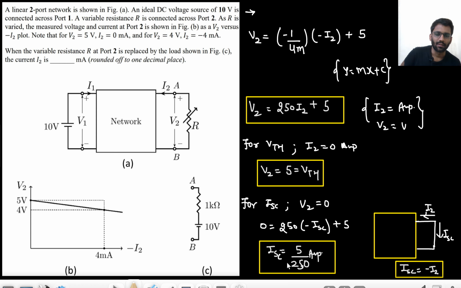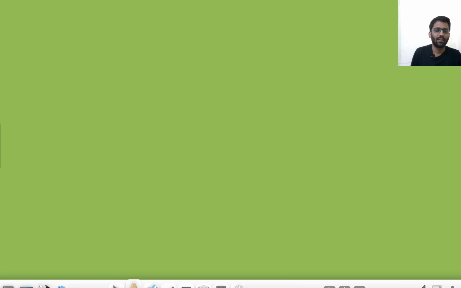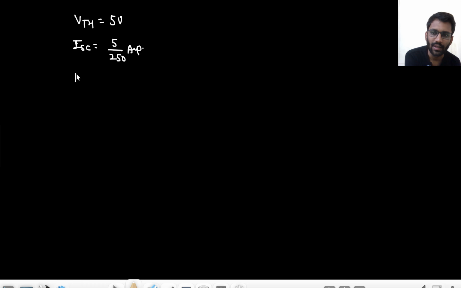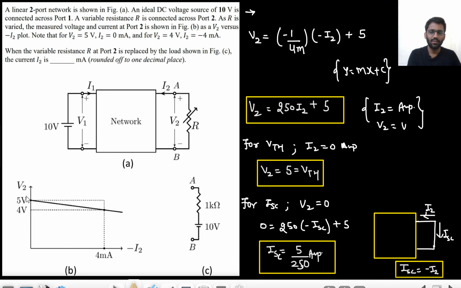Okay. Now what you can do? You can find the value of RTH, right? So my VTH is how much? 5 volt, and my ISC is 5 by 250 ampere. Okay, so my RTH would be 5 by 250. So simply it would be 250 ohm.